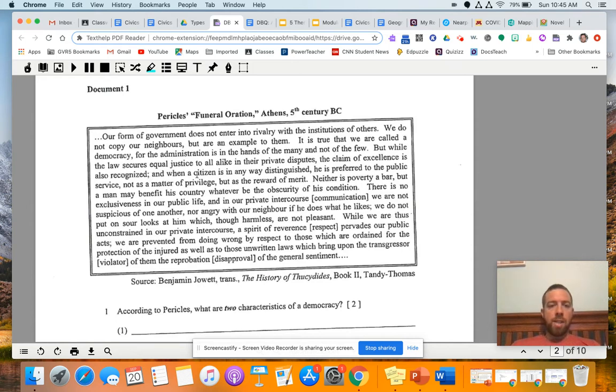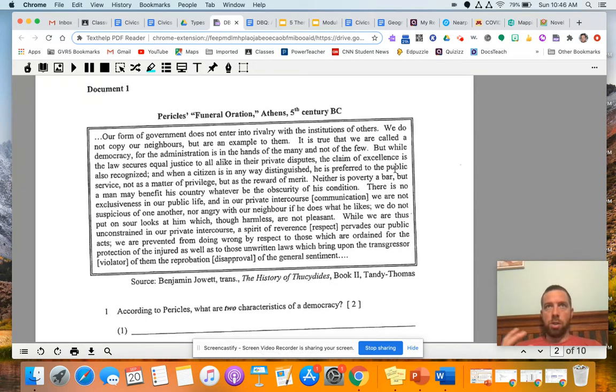"And when a citizen is in any way distinguished, he is preferred to the public service, not as a matter of privilege, but as a reward of merit." Okay, so when a citizen stands out, when he embodies good moral thinking, when he values democratic values, when he wants to help people, then that person is preferred to the public service. That person should be serving in government, right? Public service means you are a person who serves in government.